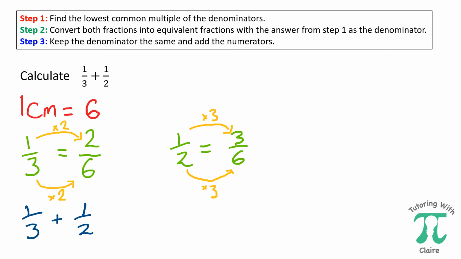Finally, 1/3 plus 1/2, 1/3 equals 2/6, and 1/2 equals 3/6. So we have 2/6 plus 3/6. Keep the denominator the same, the denominator is 6. 2 plus 3 is 5, and hence the answer is 5/6.